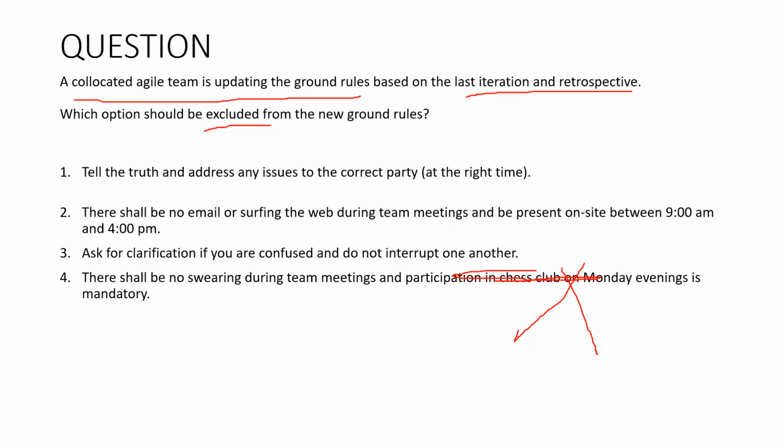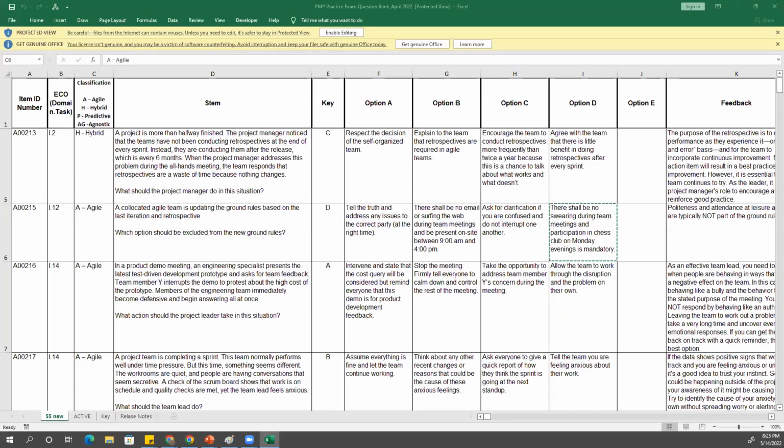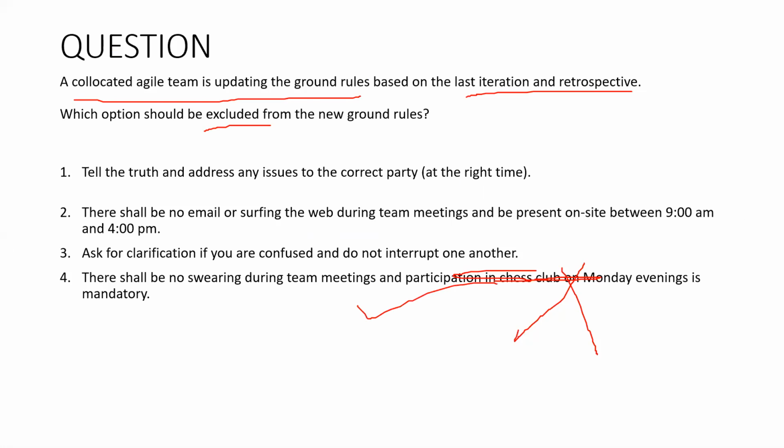You think D can be the answer? But they want to exclude something, right? Yes. It means this is the answer, right? This information is irrelevant here. Yes, the fourth one is the answer, right? Because this information should not be part of the ground rules. So you can exclude this information.